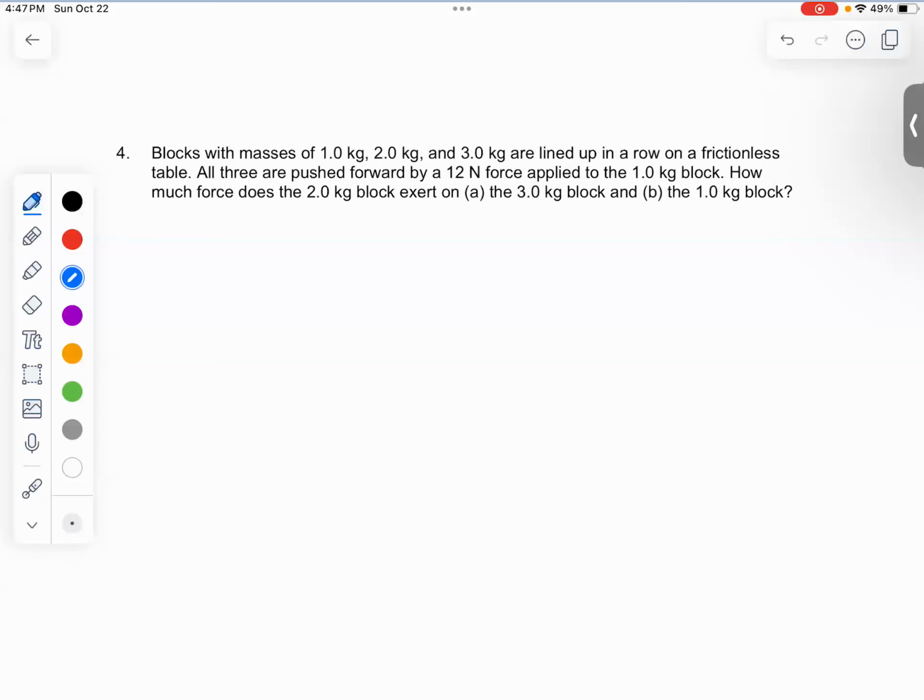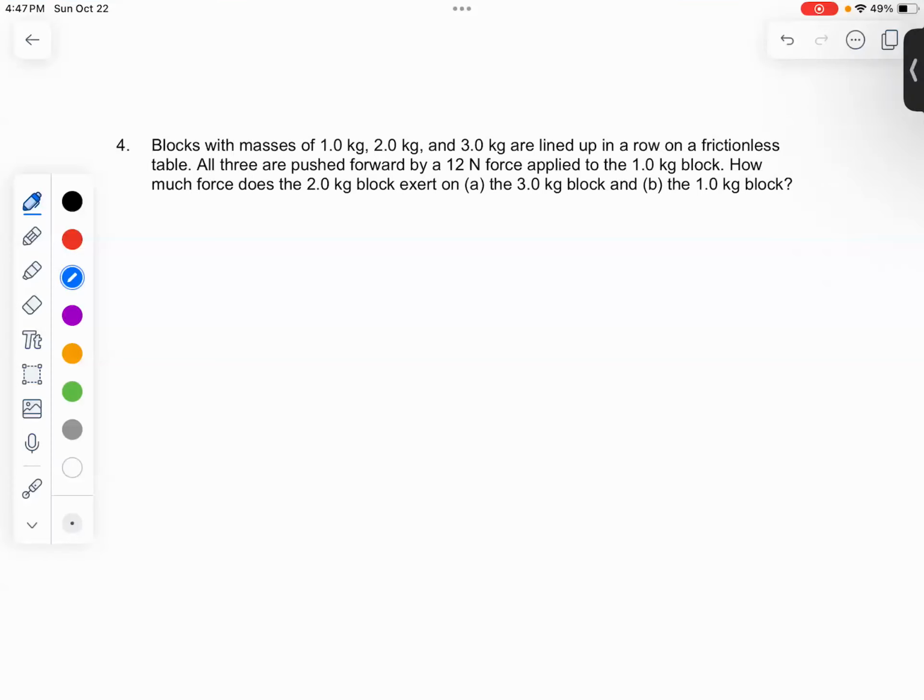For this particular problem, we have 3 blocks, okay?